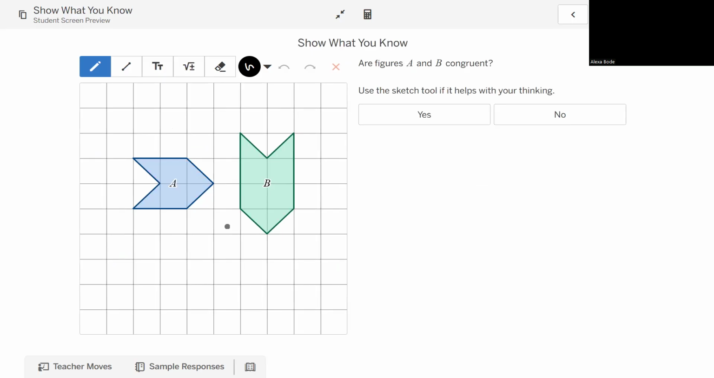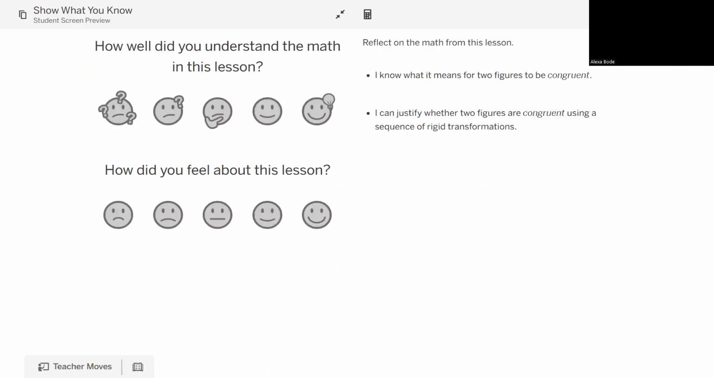Okay, slide 10. I want you to tell me is A and B congruent? So again, these last few slides I wanted you to do completely on your own so I can see where you are with this. And then lastly, go ahead and answer these questions here.